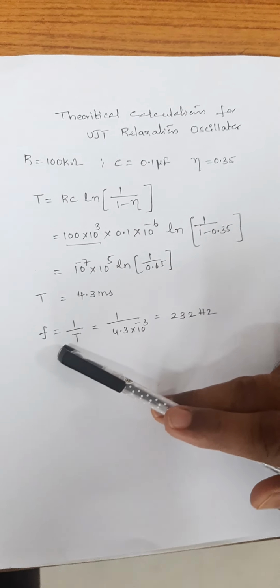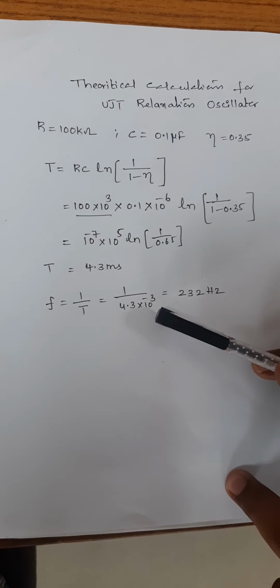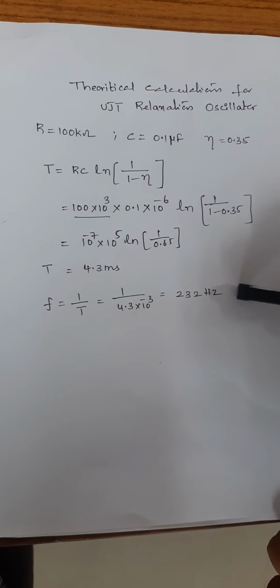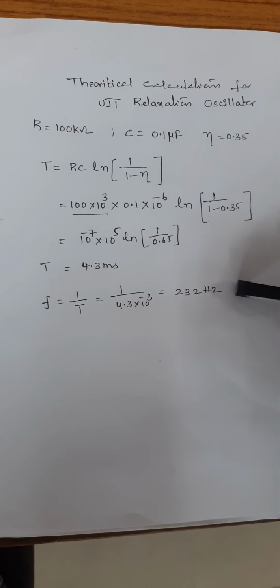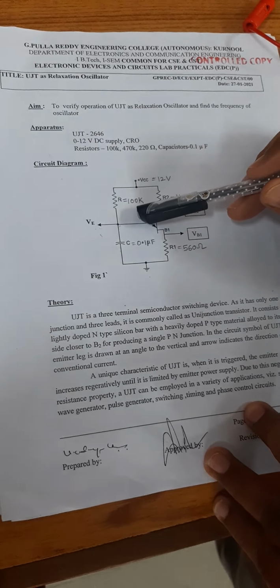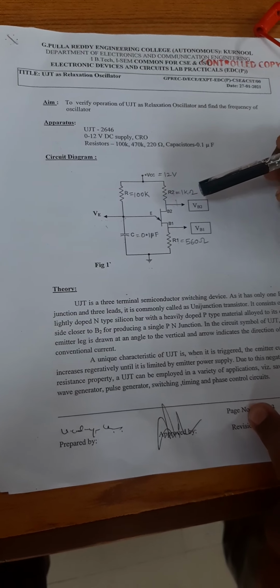The frequency is nothing but the reciprocal of the time period. If we substitute in this, the theoretical frequency value that we get is 232 hertz. By varying the value of R, we can change the frequency of oscillation of the UJT.